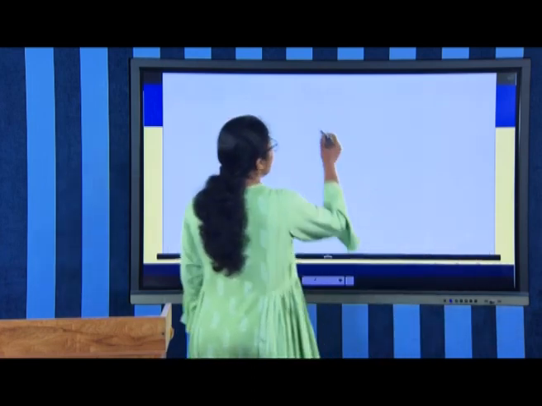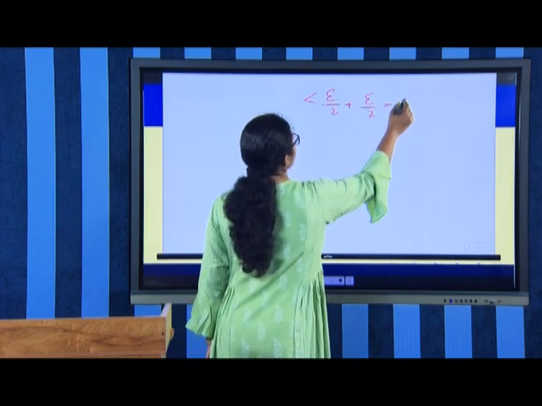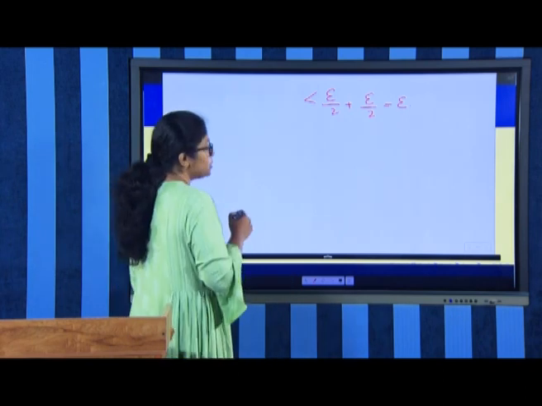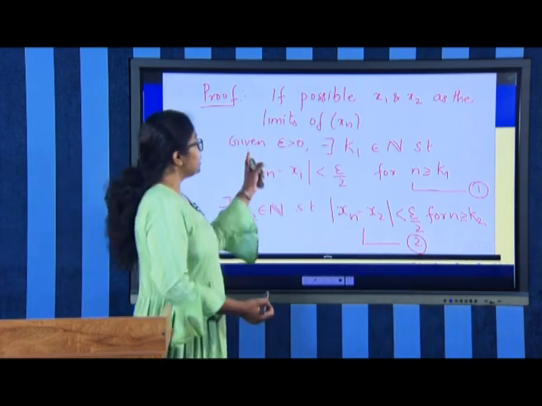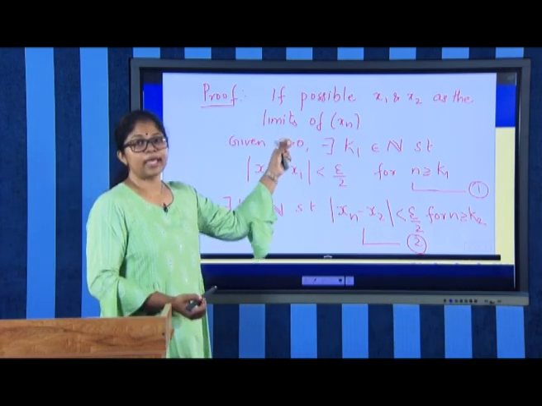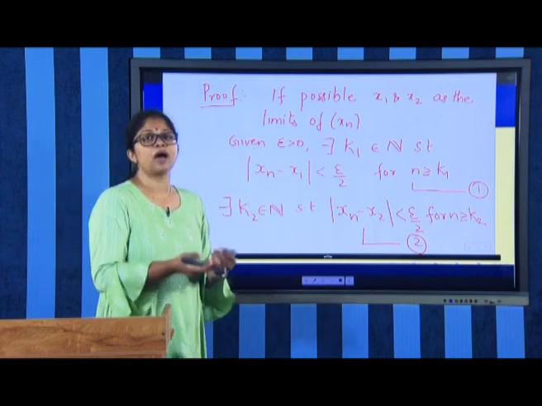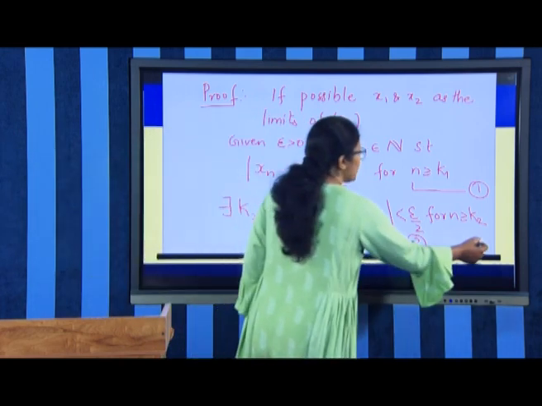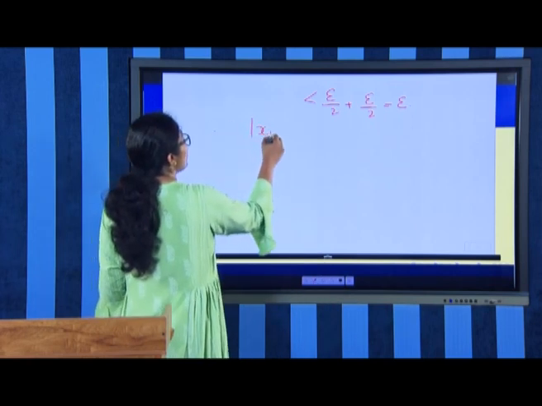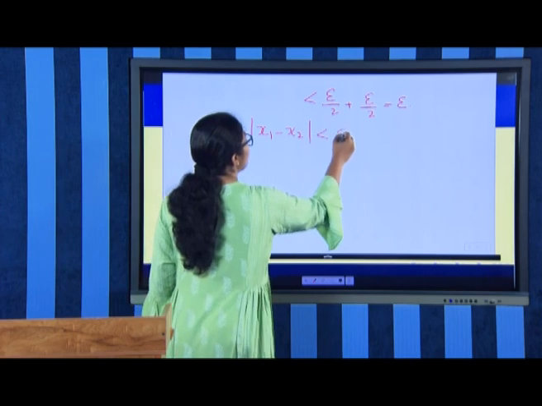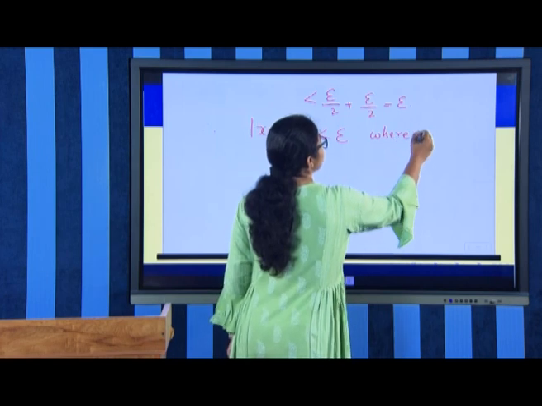So, we will be having this is less than epsilon by 2 plus epsilon by 2, and that is nothing but epsilon. So, remember that we had started with what? Given an epsilon greater than 0, there exists a k1 and there exists a k2. What is this epsilon greater than 0 actually? It is an arbitrary positive number. Therefore, modulus of x1 minus x2 we have proved is less than epsilon, where epsilon was considered arbitrarily.